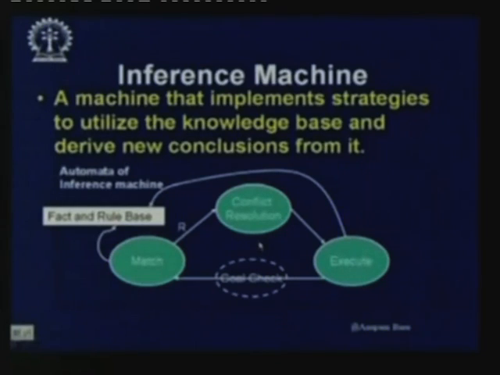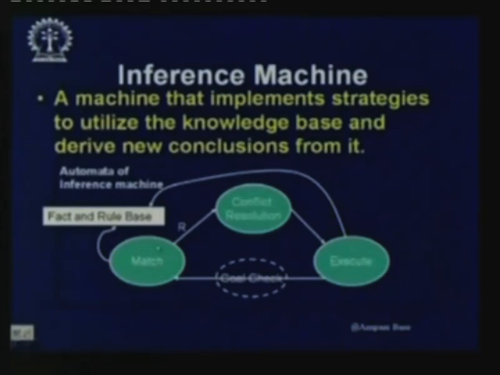If it finds that more than one rule is triggered, then it will have to select some of the rules, maybe one rule or maybe a subset of these rules. For the sake of simplicity, for the time being, let's assume that it selects only one rule. And that rule is then fired, that is executed. And when that rule is executed, a new fact is generated in the fact base. So we can carry it on in the form of a cycle. So here is what is depicted. The inference machine or the interpreter is a machine that implements the strategies to utilize the knowledge base and derive new conclusions from it.